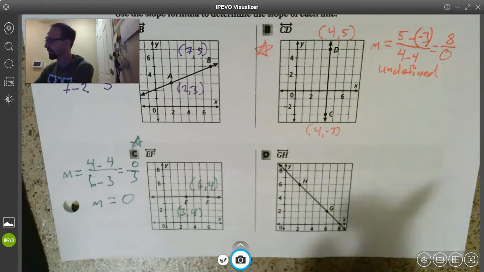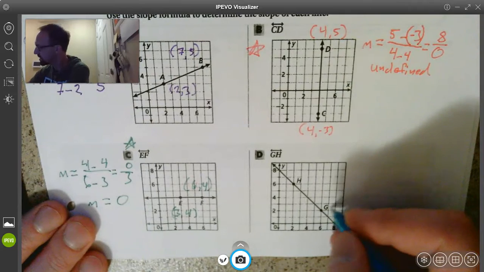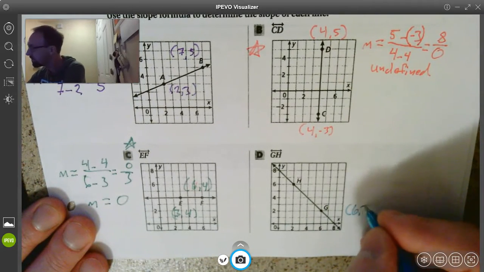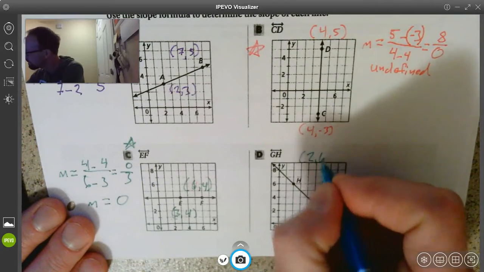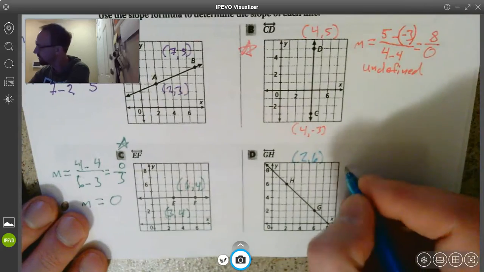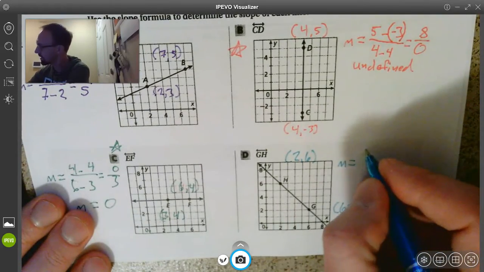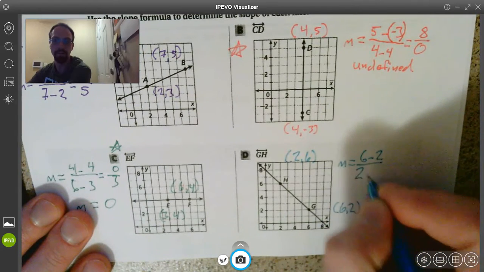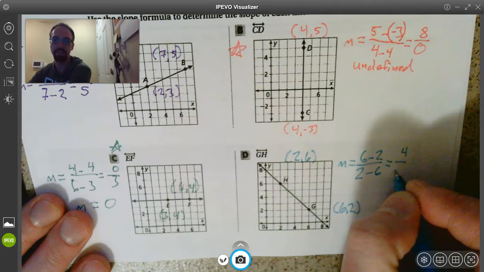And then for this one here, let's use this blue here. So here I have these 2 points, G and H. So G is 6, comma 2. And then H is 2, comma 6. So here for this one, when I do my slope, H is my second point, so that'll be 6 minus 2 over 2 minus 6. 6 minus 2 is 4, and 2 minus 6 is negative 4.